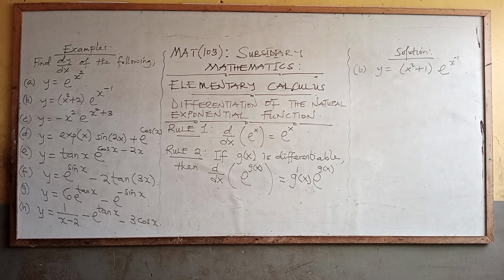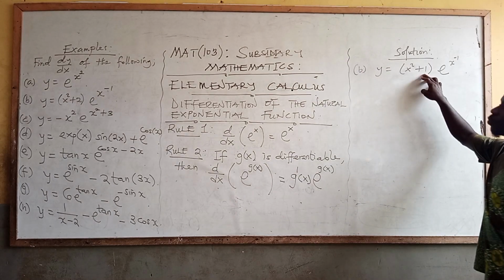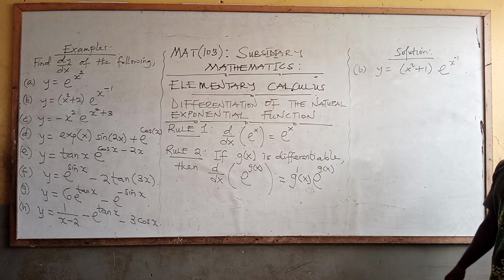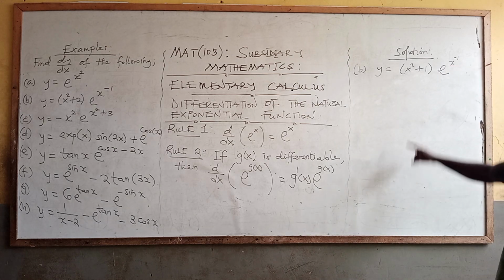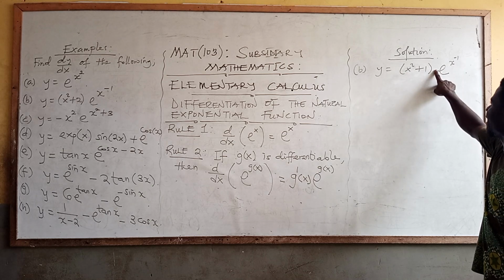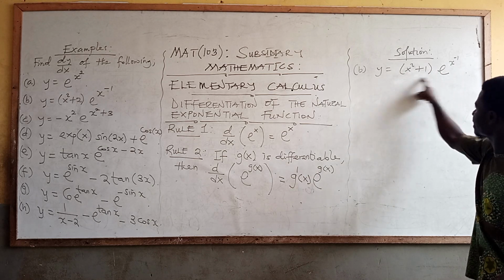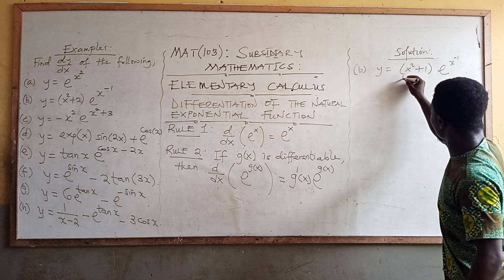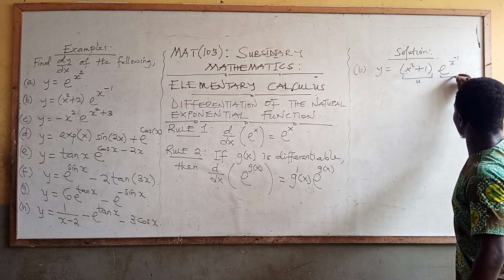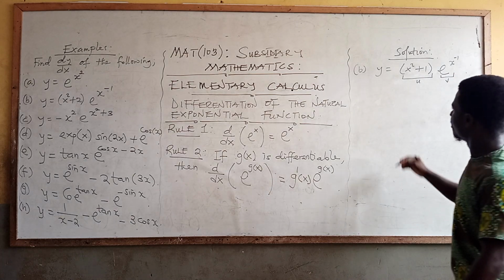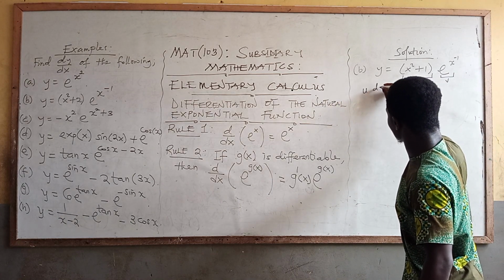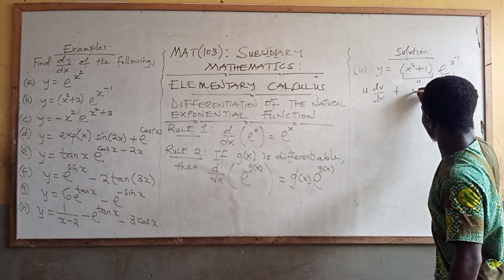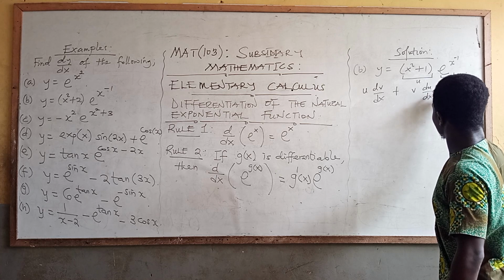Y equals x squared plus 1 multiplying e to the x to the power negative 1. Now we have x terms here, and they are multiplying, so it means we can apply our product rule. The whole of this is u, and the whole of this is v. So I apply my product rule: u dv/dx plus v du/dx.